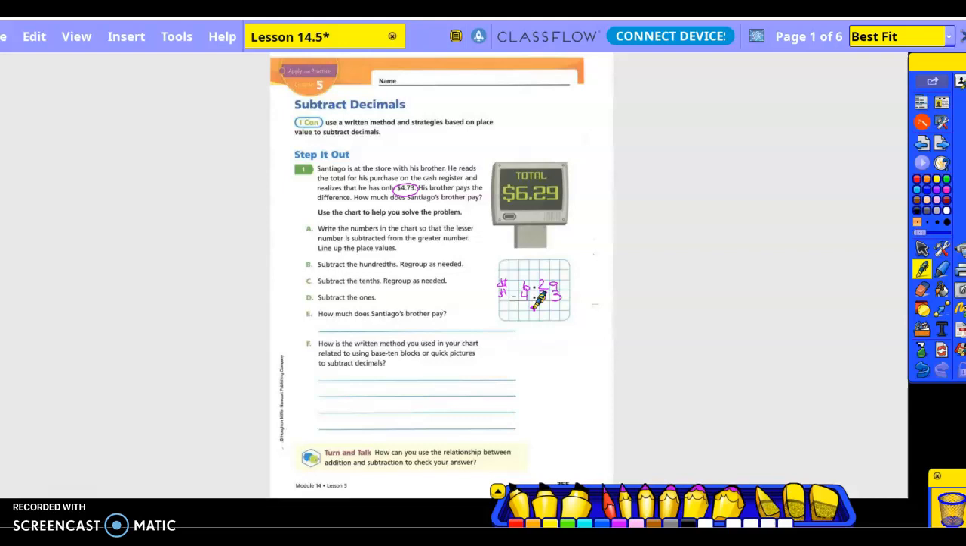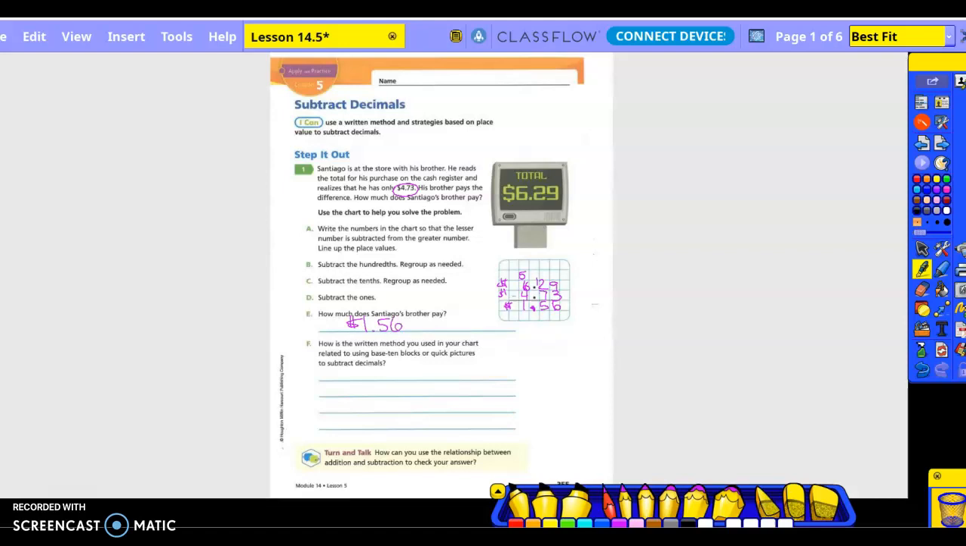Okay, 9 minus 3 is 6. This 2 becomes 12, and this 6 becomes 12 minus 7 is 5 minus 4 is, okay, so how much does Santiago's brother pay? $1.56.